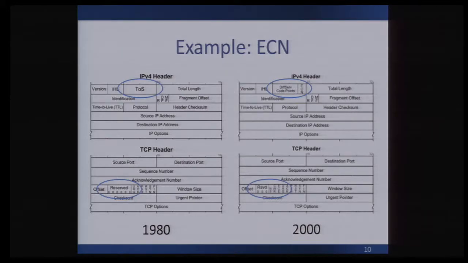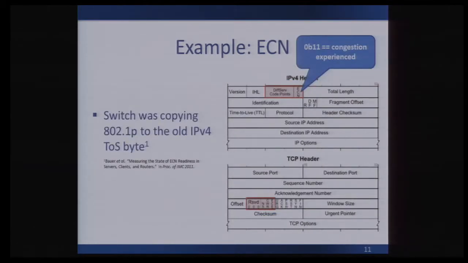So with ECN, you have the 1980s version of how the headers looked, and then you have the post-ECN version of the headers. The difference being that the second byte of the IP header is now split into DSCP and the two ECN bits. And they've also reassigned some reserved bits from the TCP header. But the problem is that ECN was first created around 2000 or so. So it's been about 15 years.